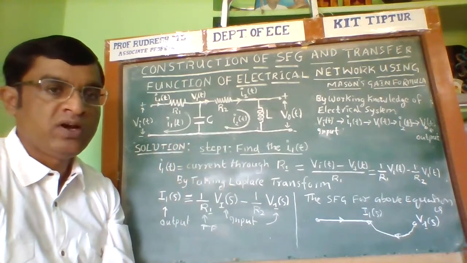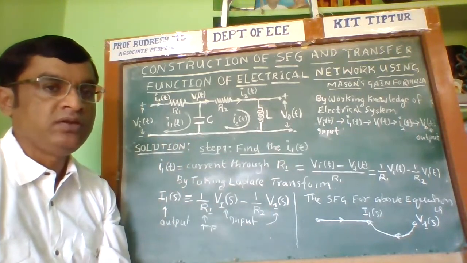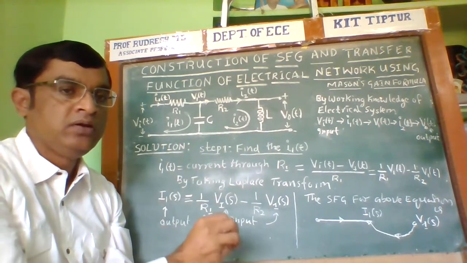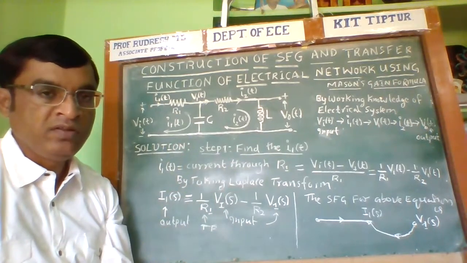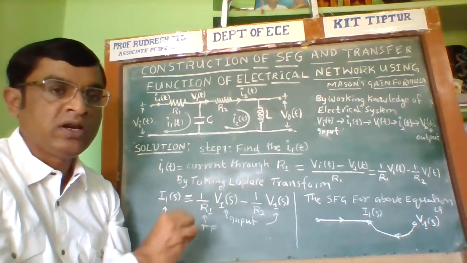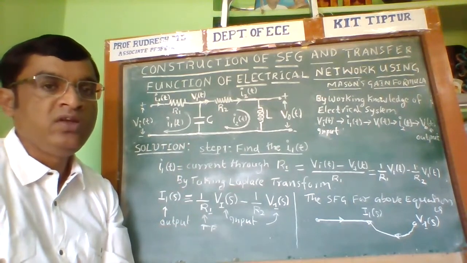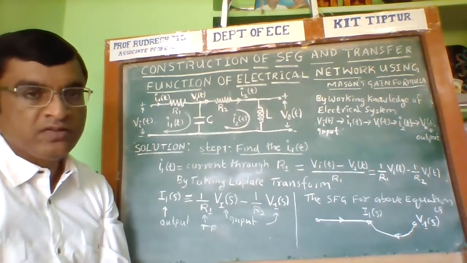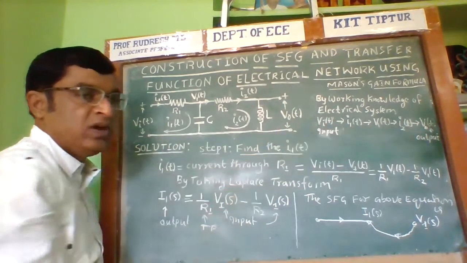Then we convert those into algebraic equations, and from working knowledge of the system, write the SFG for each equation. Then we interconnect the various sections, which gives the overall signal flow graph of the given electrical system. In the first step, I should calculate I1 of t.